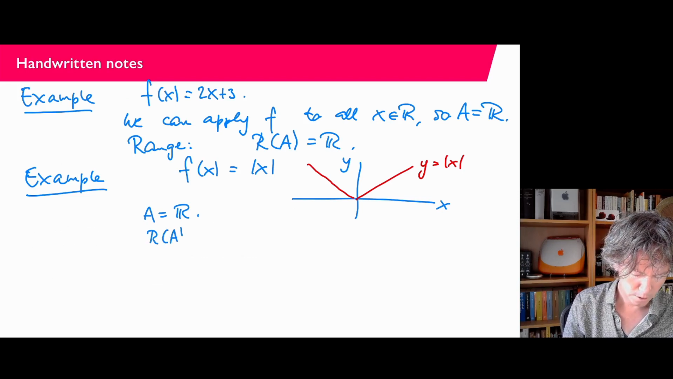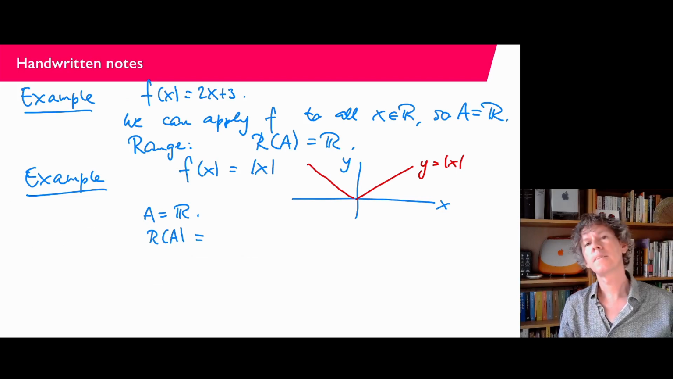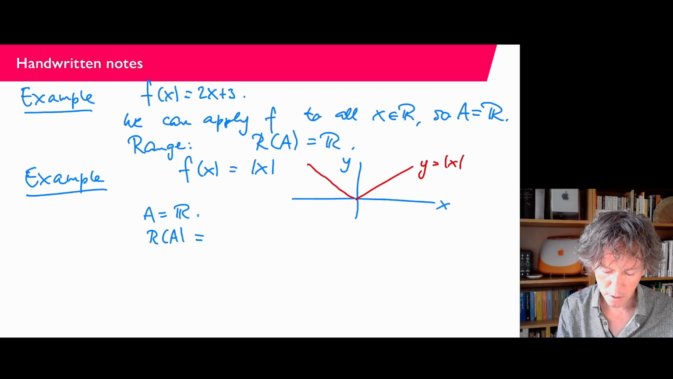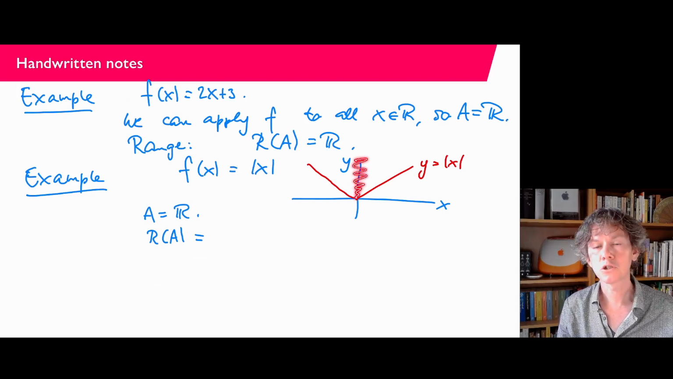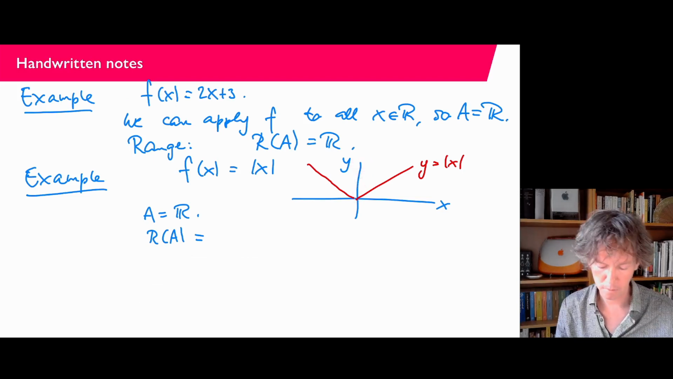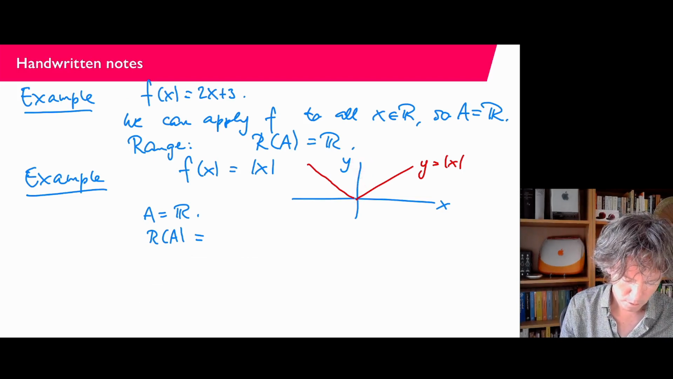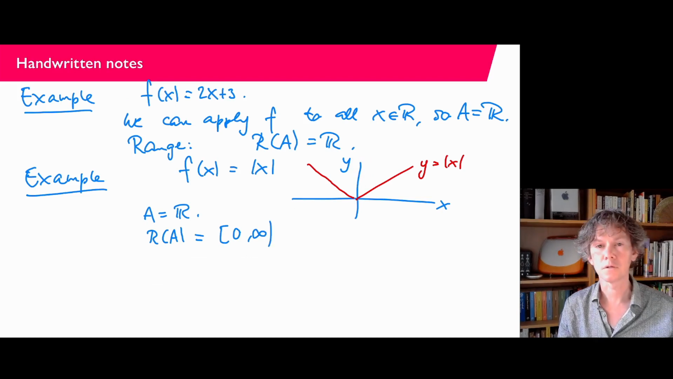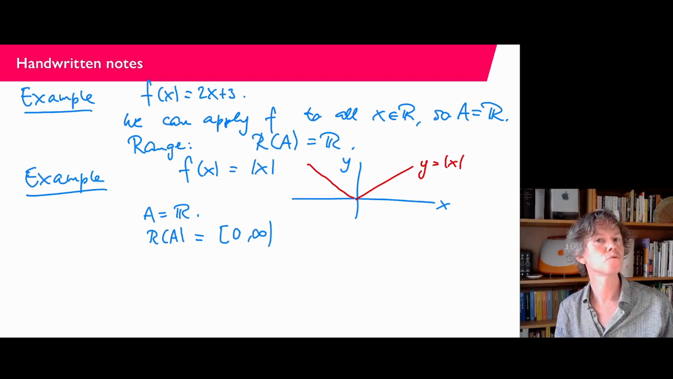R_A. Well, now we cannot get to every y value. So if you look at the y values that can be reached by the function, you see that it is 0 and every positive number. So this is 0 to infinity. For instance, for y equals -1, there simply is no x that is being mapped to that y value.